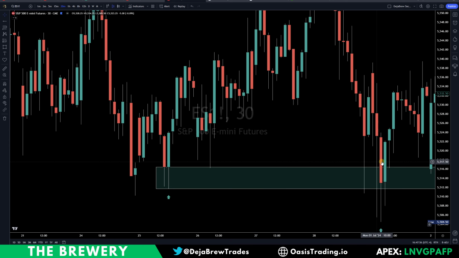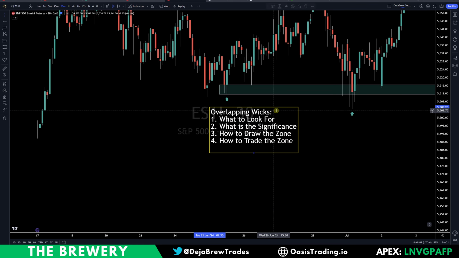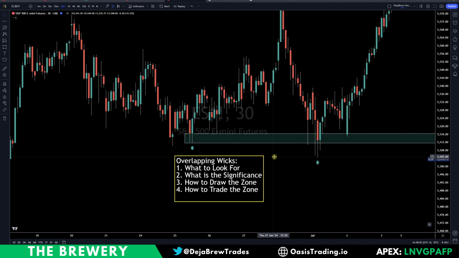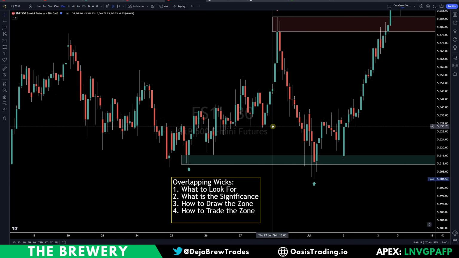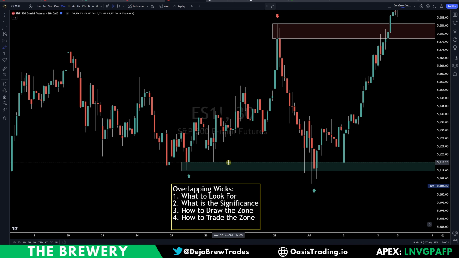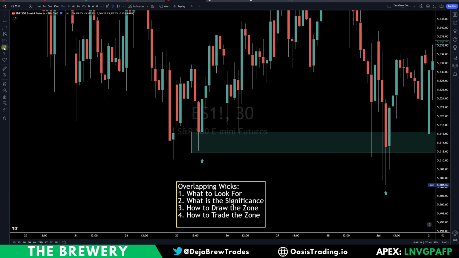So once we've drawn out our zone, what are we going to do with that zone? How do we trade that supply or demand zone? What we want to look for is any kind of retest of that supply zone or that demand zone, the buy zone or the sell zone, whatever you want to call it. So let's say right here, we have our overlapping wicks on that low. Now this was a near perfect retest. Let me zoom in so you guys can see that. That was a near perfect retest. You just barely wicked that zone.